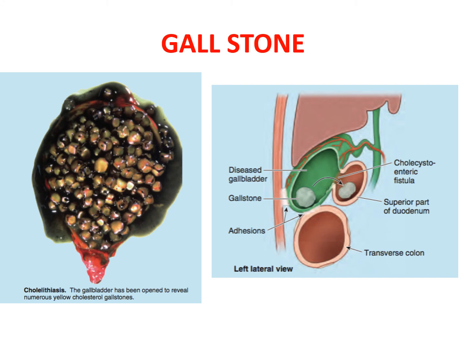The impaction of the gallstone in the ampulla of Vater may result in the passage of the infected bile into the pancreatic duct, thus producing pancreatitis.